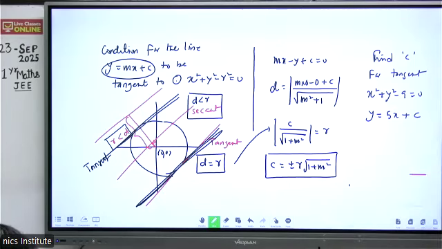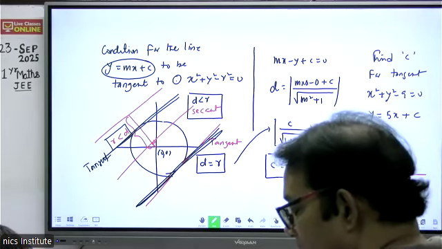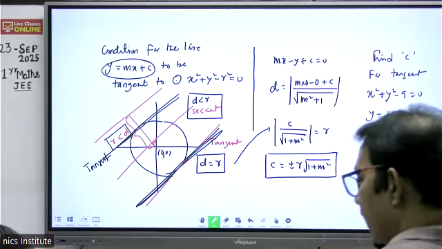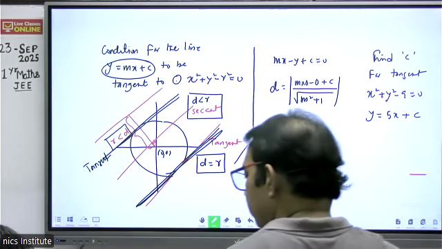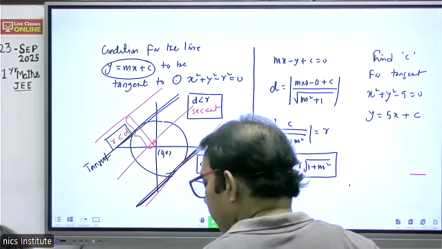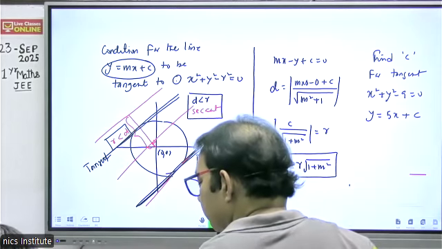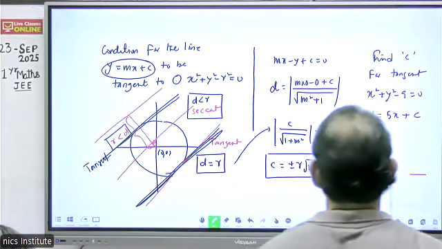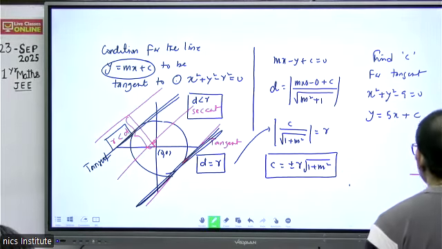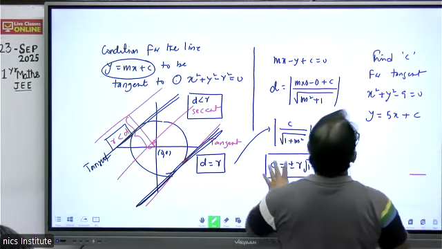Identify m, identify r, identify c, substitute in the formula. Directly use the formula, okay? Just use the formula straight. Identify the line's m, the line's c. Don't use the method. Find the circle's r, the line's m, the line's c, and substitute in the result. You don't have to derive, don't have to derive. Straight away use this result.